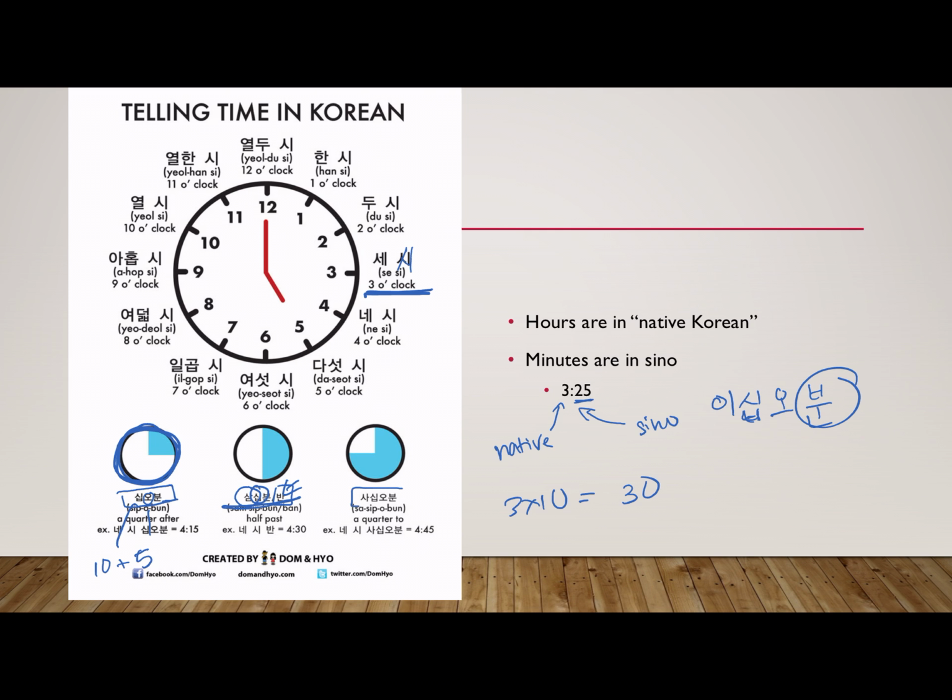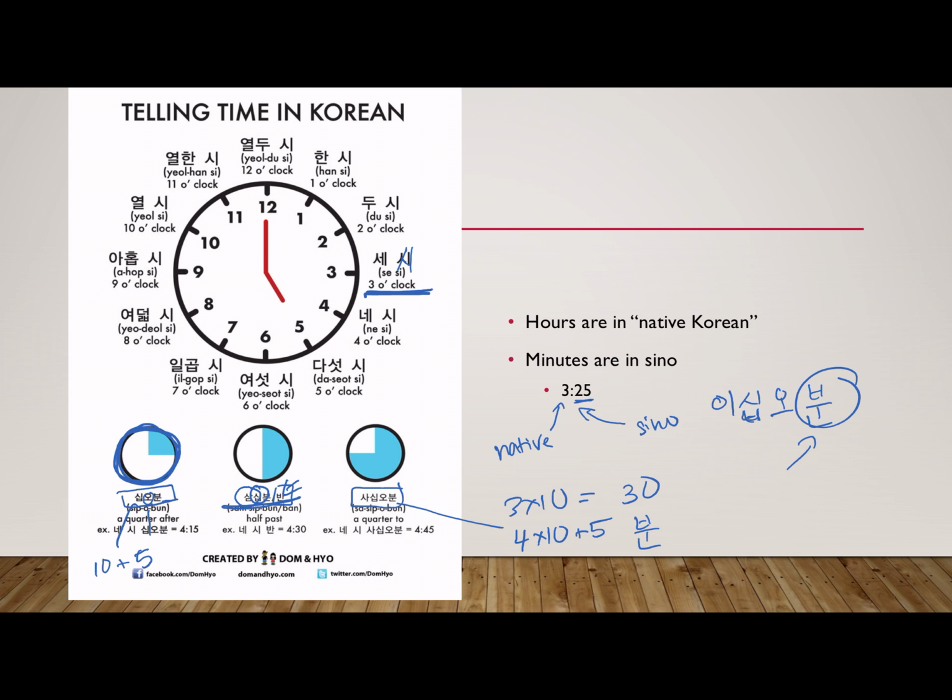Or you can say 45분. I'll break that down. 45분. 사 is 4. 10 is 10, so that's 40. And then you're adding the 5, 45, and then 분, this unit for minutes. I know it's kind of confusing.